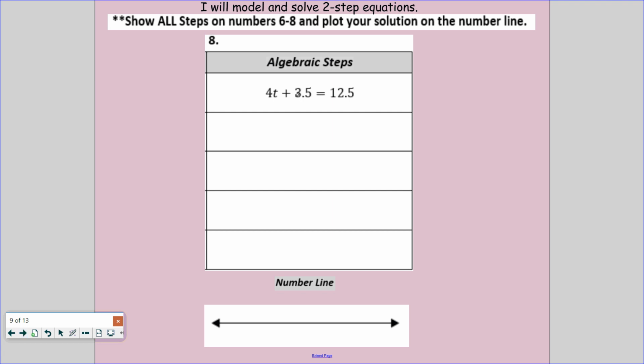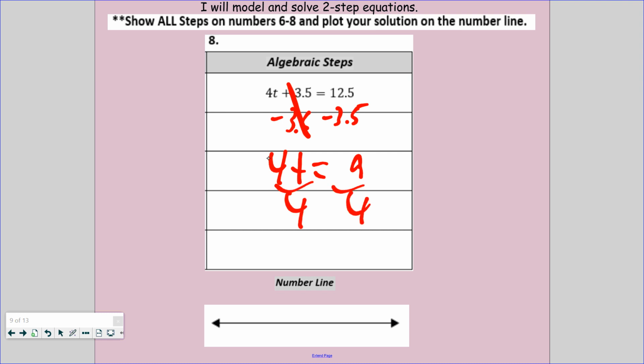And this one, to isolate t, the inverse operation of 3 and 5 tenths is subtract 3 and 5 tenths from both sides. This cancels 0 pairs. So I need to simplify. If you subtract this, you get 12 minus 3 is 9 whole. So I have 9 positives that need to be divided into 4 groups. This cancels. So t equals 9/4.